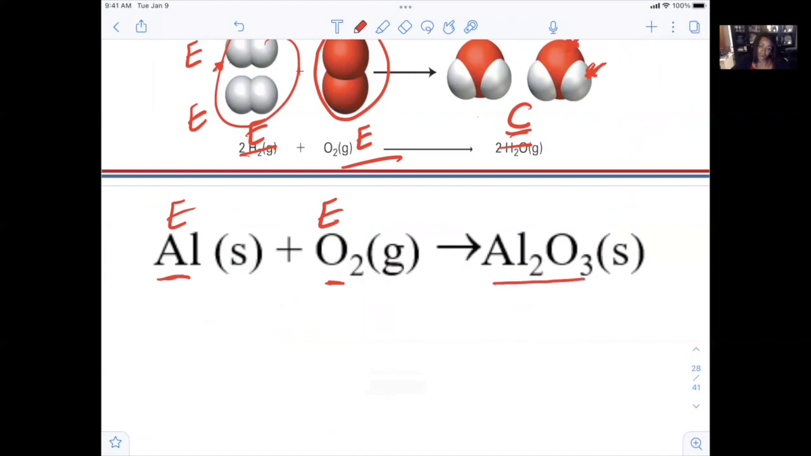These are Al and O, different elements combined together, a compound. Different elements connected together to make a compound. So we got the EEC pattern. This is synthesis. Synthesis, right?